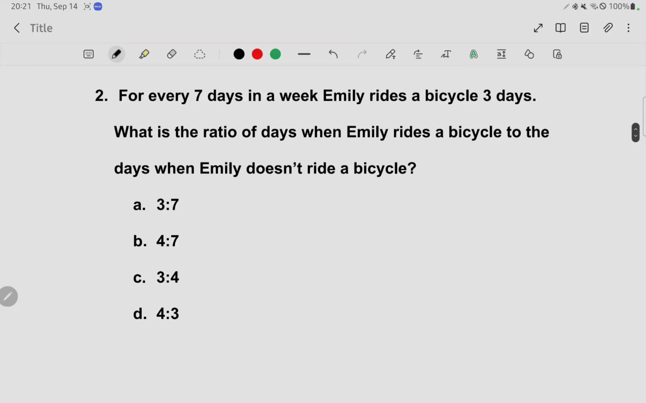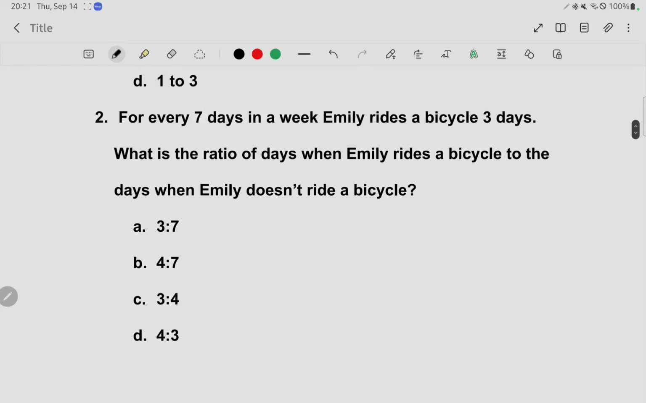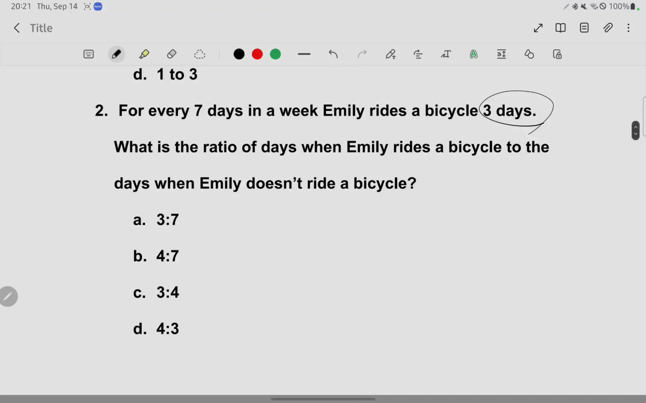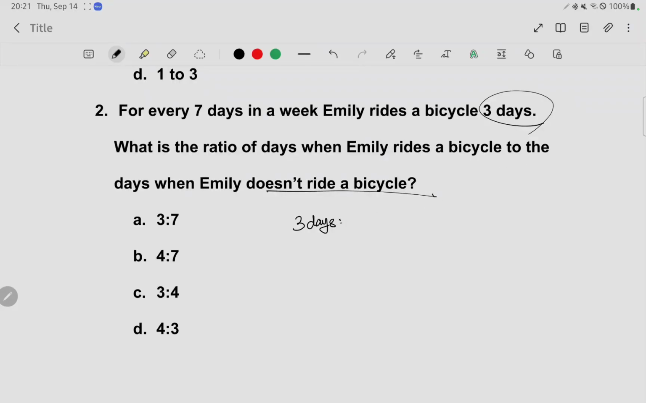Let's do number 2. For every 7 days in a week, Emily rides a bicycle 3 days. What is the ratio of days when Emily rides a bicycle to the days when Emily doesn't ride a bicycle? So for every 7 days, which is a week, Emily rides 3 days. So she rides 3 days, and then the remaining days she doesn't ride the bicycle. So that's 4 days. So it's going to be 3 to 4.